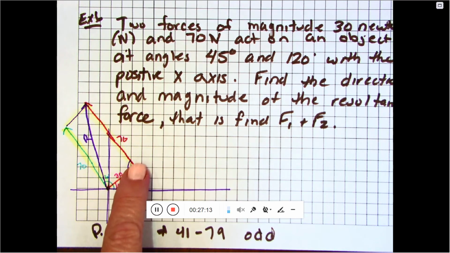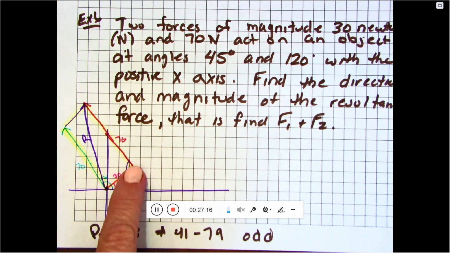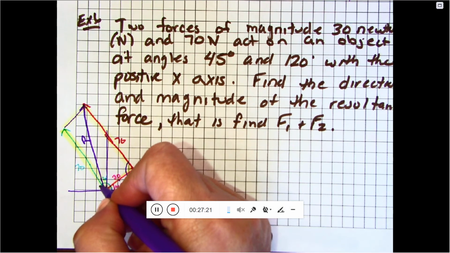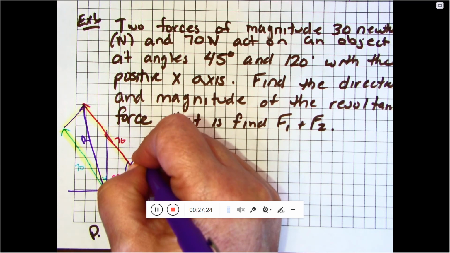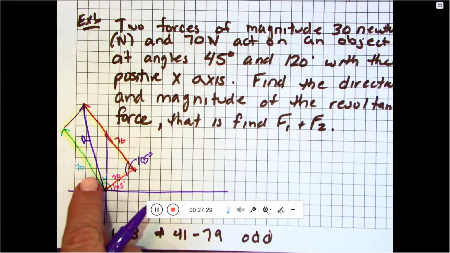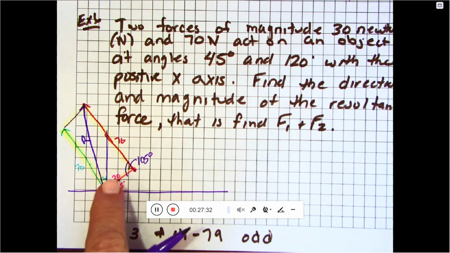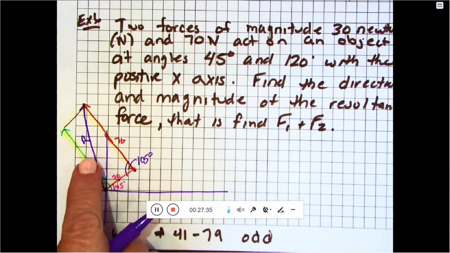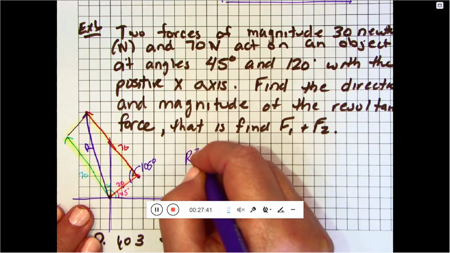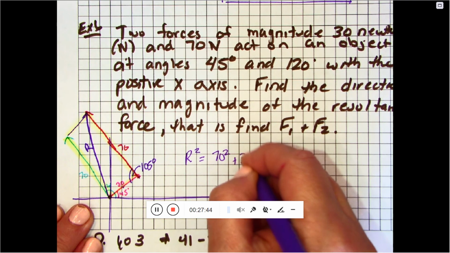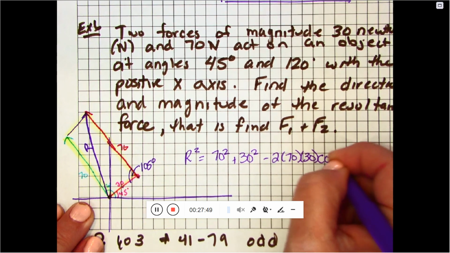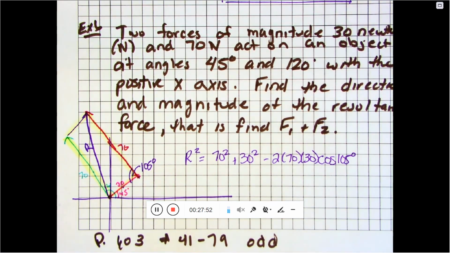Now we know that consecutive angles of a parallelogram are supplementary. So if this angle of this parallelogram is 75 degrees, this angle right here is 105 degrees. And now we have a side angle side situation. And from that side angle side situation, we can use law of cosines and find the length of this resultant vector. We know that r squared is equal to 70 squared plus 30 squared minus 2 times 70 times 30 times the cosine of 105 degrees.